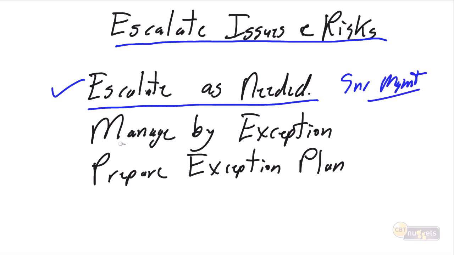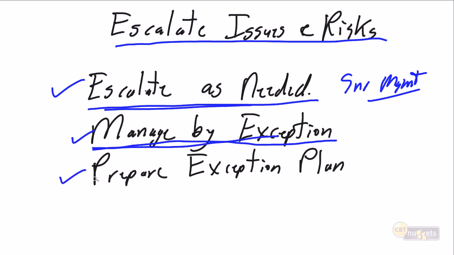as needed. And really we do this by the management by exception principle. I know anything that's within 10%, I have the power and authority. Anything between 10 and 25%, I'm going to escalate to my project board. Anything greater than 25%, I'm going to escalate to senior management, and so on. And with this management by exception and escalation, we prepare the exception plan.